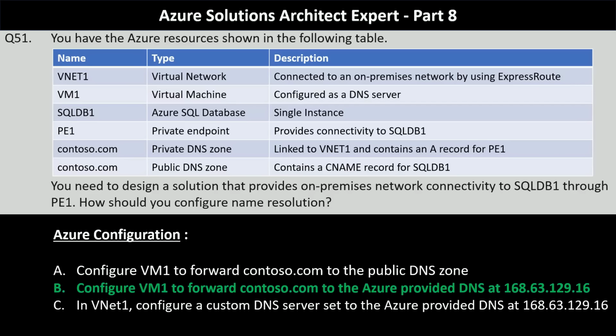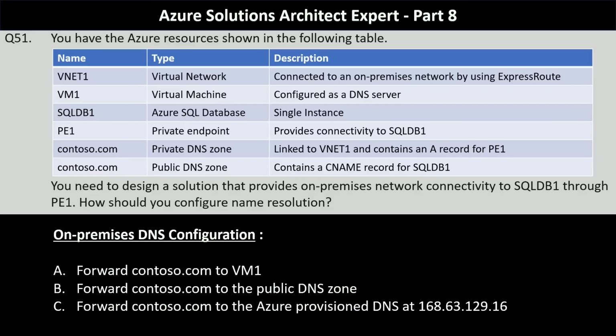Configure VM1 to forward contoso.com to the Azure provided DNS at 168.63.129.16. This setup allows the DNS server on VM1 to forward DNS queries for the contoso.com domain to the Azure provided DNS. The Azure DNS can resolve the private endpoint to its private IP address. Now, the next part of the question is on-premise DNS configuration. How should you configure that?